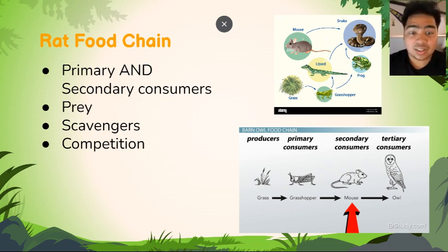Competition. Rats compete with other herbivores and omnivores for food and resources within their ecosystem. This competition can influence the distribution and abundance of other species within the community, affecting the overall structure and dynamics of the ecosystem.